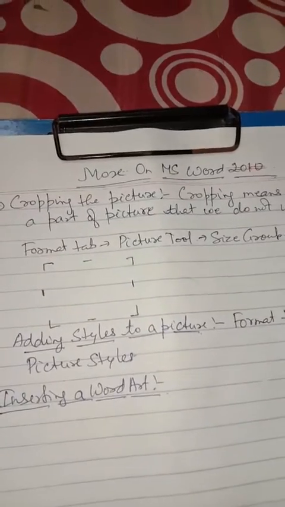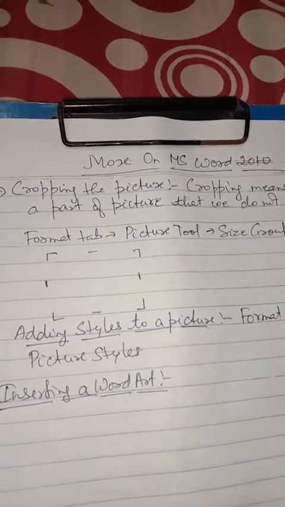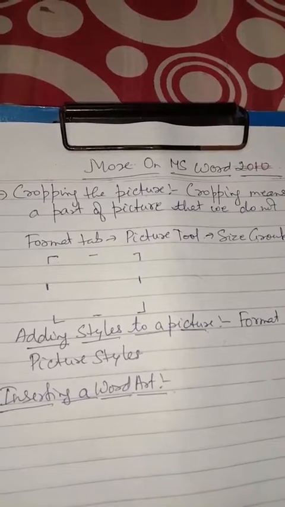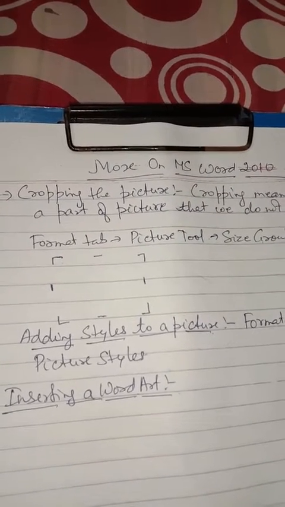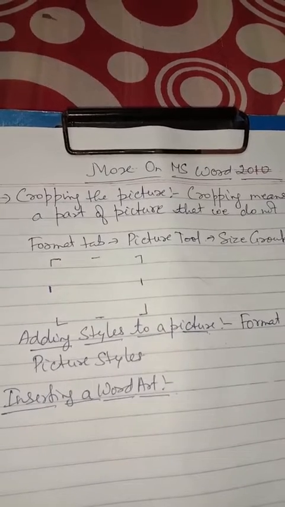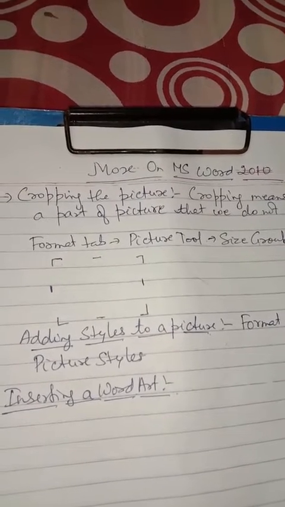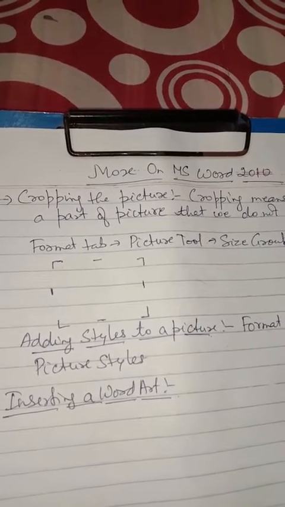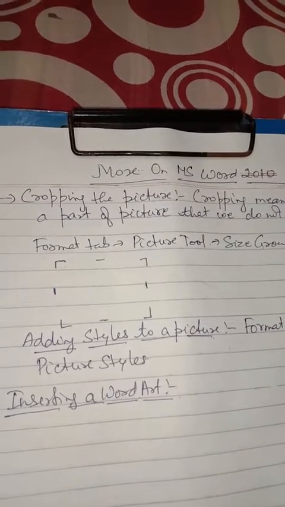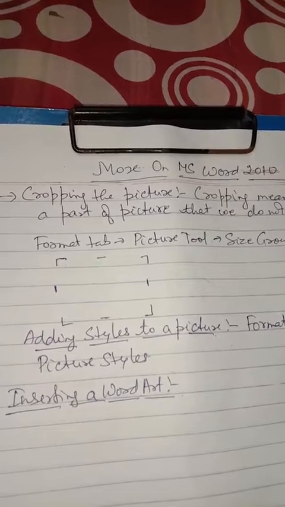So what is Word Art? We can say it is a quick way to make the text stand out with special effects. It means MS Word provides us various options for making our text effective in a special way. Word Arts are available in the Word Art Gallery on the Insert tab.